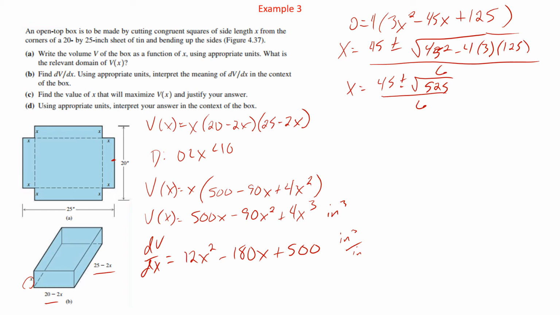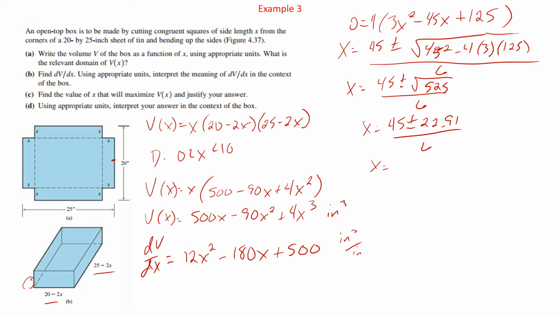And the square root of 525 is 22.9-ish. So we're gonna have this rounded. Let's go 22.91. So x equals 45 plus or minus 22.91 over 6.